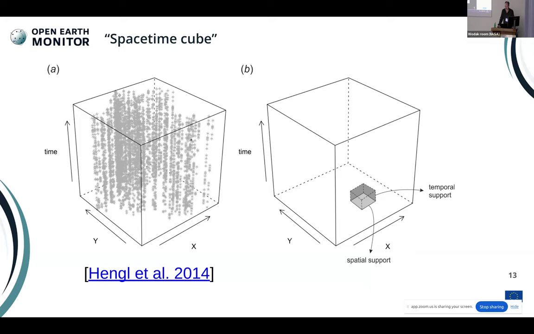And because these are static stations, the points are always the same. The latitude and longitude are the same. You just have measurements through time. And then you also have space-time support. You have these space-time blocks. So you can predict, for example, 1 by 1 kilometer and then 1 month.